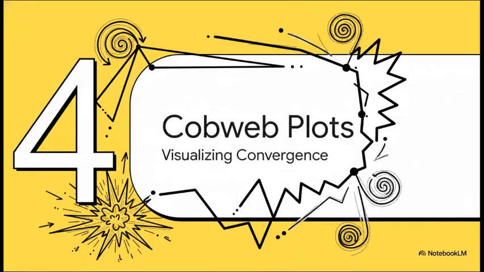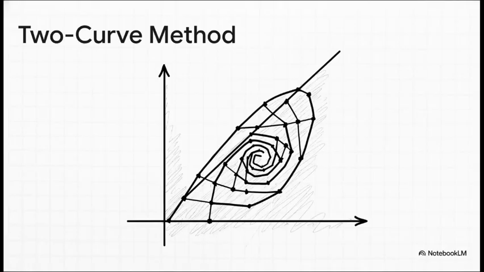All right, part 4, cobweb plots and visualizing convergence. So why did the first equation work perfectly while the second one blew up in our faces? To really grasp this, we need to visualize it using what's called a two-curve graphical method. Remember our x equals g of x formula? Imagine splitting that into two totally separate functions to graph.